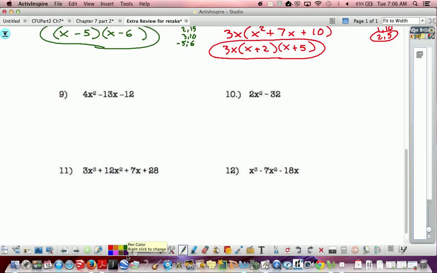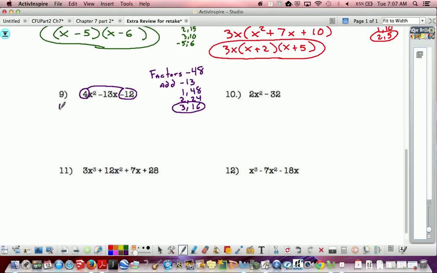Here again, just like one of our earlier ones, I think it was number 3. Here I have a 4x squared, doesn't go into 13. It does go into 12, but doesn't go into 13. Greatest common factor doesn't work. So this has a leading coefficient, so when we're looking at factors on this one, we're really looking at factors of negative 48 that add to negative 13. So now 1 and 48, nope, 2 and 24, those differ by 20. 3 and 16, those differ by 13. So that's the pair I'm looking for.